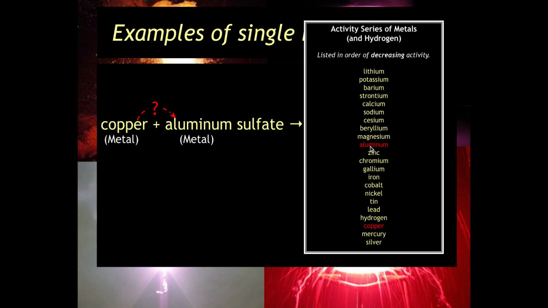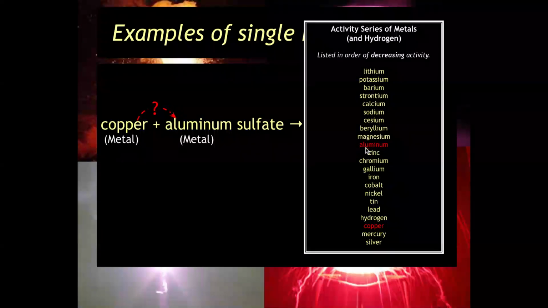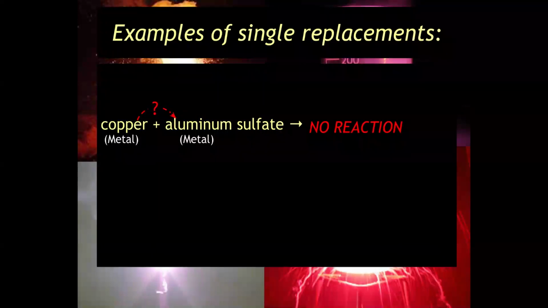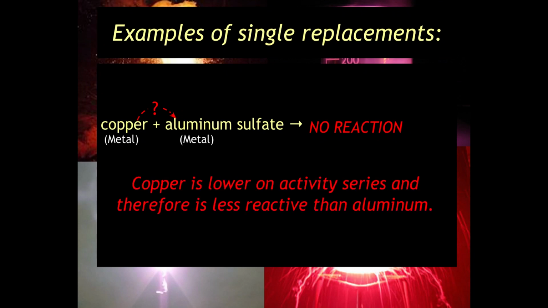In this case, aluminum is higher up than copper. That means aluminum is already more reactive. So you're not going to replace something that's more reactive with something that's less reactive. So in this case, there is no reaction. Copper is lower on the activity series, and therefore it's less reactive than aluminum.